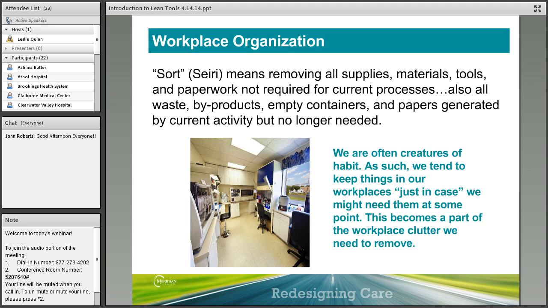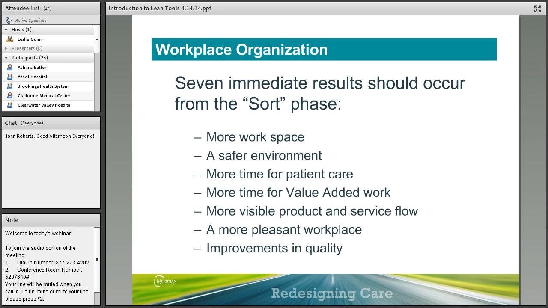And while it seems like a straightforward, easy process, it's really kind of an emotional process for people because there's a lot of things that go into keeping equipment or supplies or materials that we need. Because 3 years ago, we used that particular piece of equipment, and we just might need it again sometime in the future, even though we haven't used it for the last 3 years, or 4 years, or 5 years.